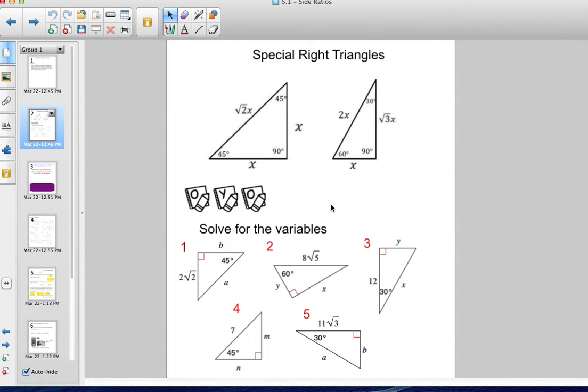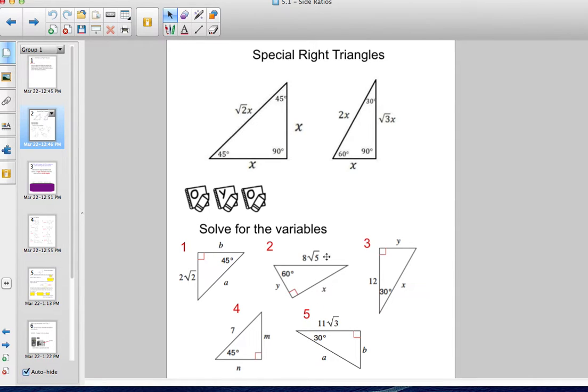All right, so this on your own. I probably should have put things here, but you should have found that with a 45, 45, right, two legs are the same. So B is 2 root 2. Number 2, we have a 30, 60, 90. It doesn't give you 30, but you should be able to figure it out because this right here denotes 90 degrees, 60 degrees. That means this one would be 30. So our shortest leg is Y, which just means 8 root 5, which is the hypotenuse, is 2Y.